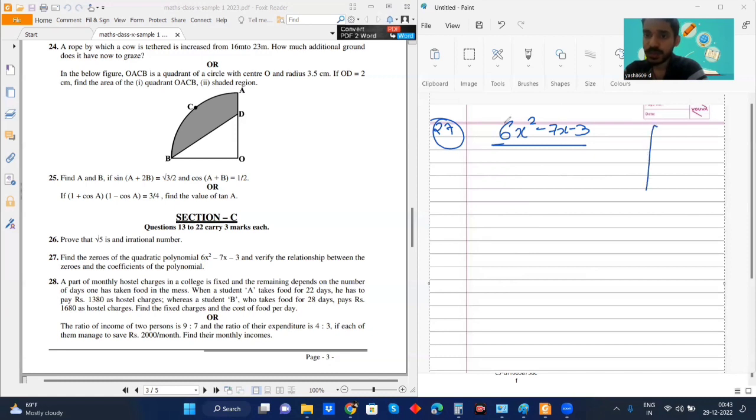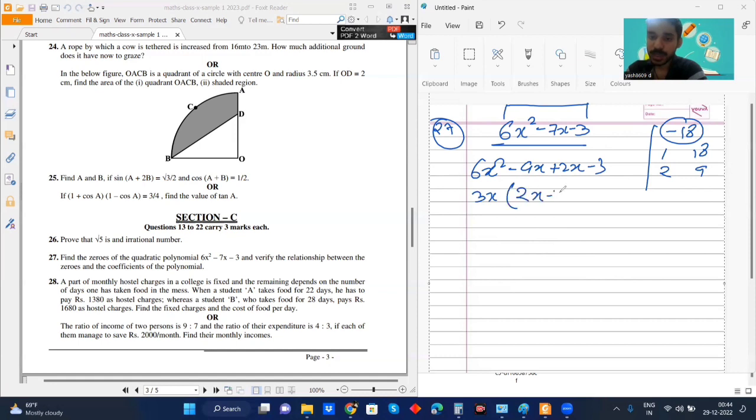So here, coefficient of a times coefficient c is nothing but minus 18. I need negative 7. So the factors of 18 are 1 and 18, 2 and 9. I can clearly see that if I use 2 and 9, I can get negative 7. So I will write 6x square minus 9x plus 2x minus 3. From here, 3x is common.